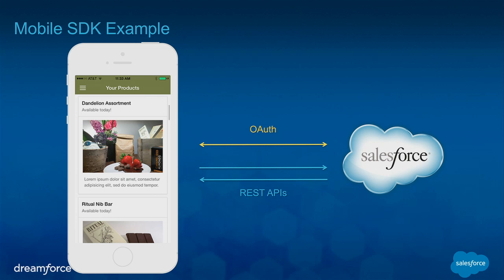So we get a token back, which we can then put into our HTTP header when we make our call out to Salesforce in a REST API. And that says this person can or can't see that data, they can or can't do this action, and then returns either the data or an exception. It's pretty straightforward.